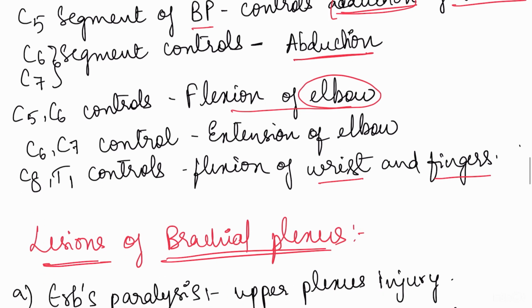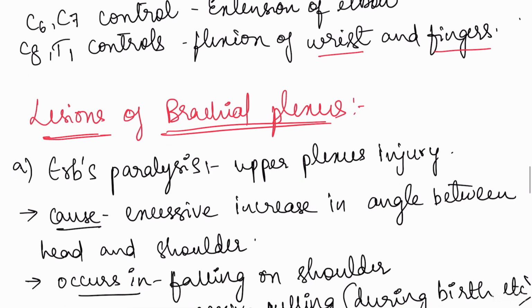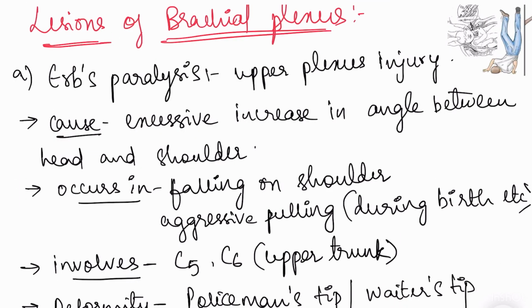Now let's see the important lesions of brachial plexus. Erb's paralysis. It is also called upper plexus injury. The most common cause of Erb's paralysis is due to excessive increase in the angle between head and shoulder.